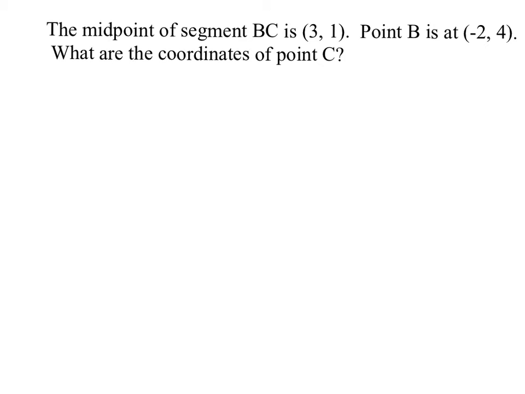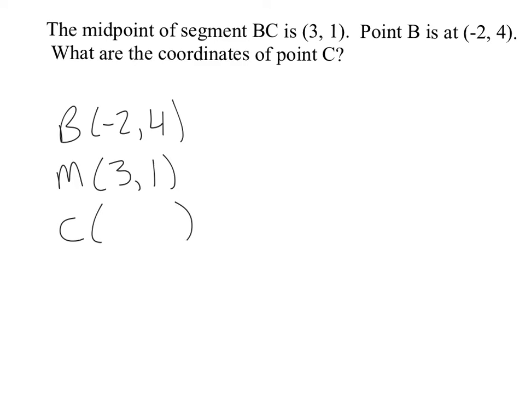Here's a slightly different version of the same problem. At this point, we're given the midpoint is 3, 1, so that's the midpoint, and then point B is at -2, 4, so now we want to find C, which is at the other end. So the question is, what are these coordinates?